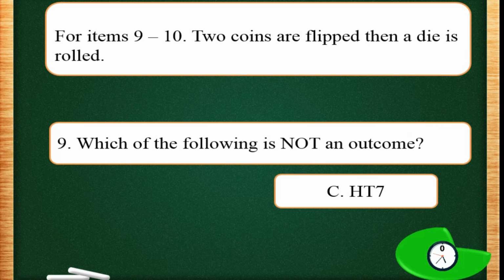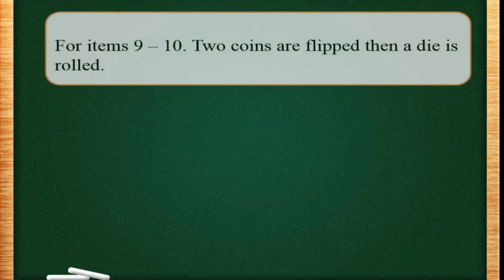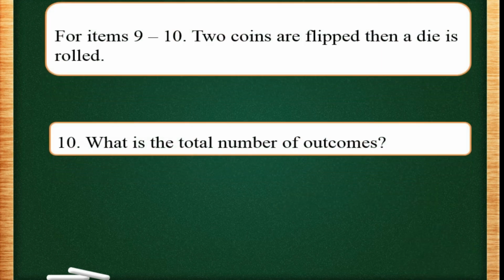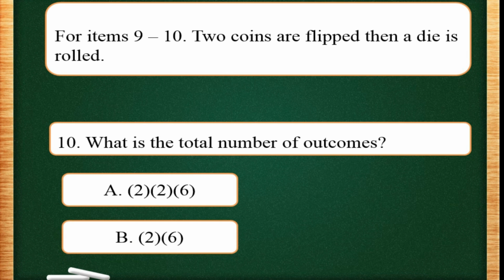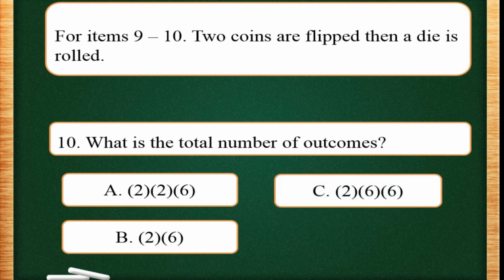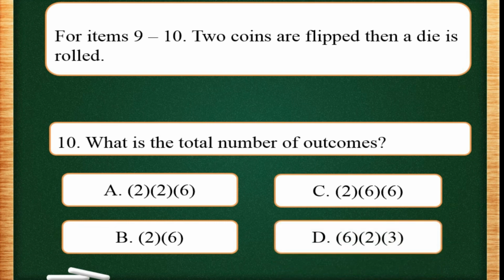Head for the first coin, tail for the second coin, but there is no 7 as an outcome for the rolling of the die. Number 10, with the same given as the previous one, what is the total number of outcomes? Letter A, 2 by 2 by 6. B, 2 by 6. C, 2 by 6 by 6. And D, 6 by 2 by 3.